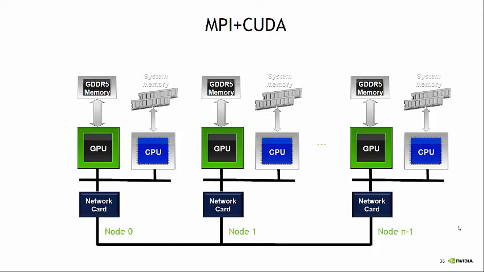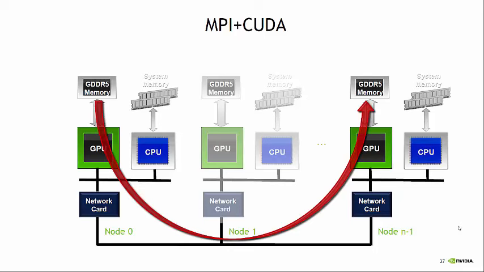which is a standard way of making applications work over a number of processes, over a number of nodes, up to tens of thousands, hundreds of thousands of processes. Our system with CUDA looks roughly like this. This is a 1 GPU per node system. So we have a GPU connected to its memory, a CPU connected to its memory, each connected to a network card, and we have n nodes here.